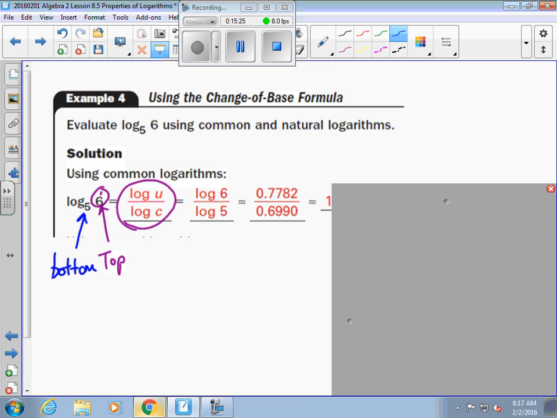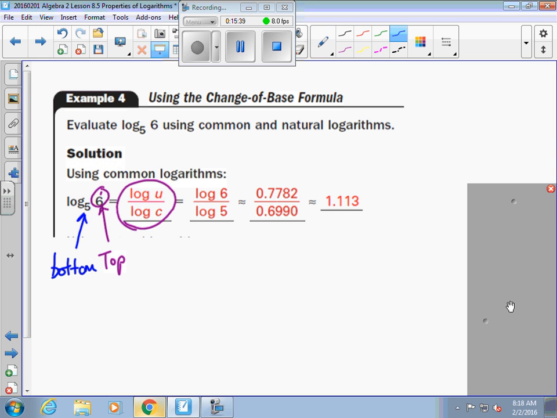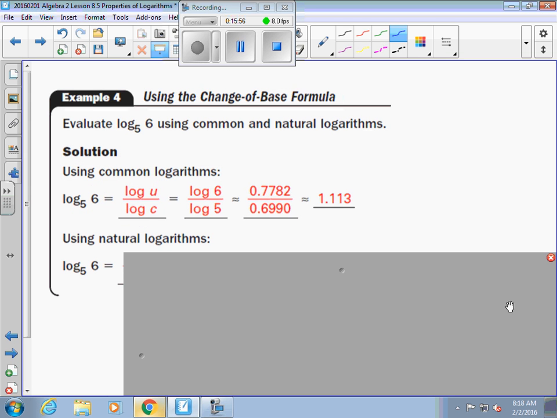Notice this is an approximation here. The log of 6 is approximately 0.7782, and the log of 5 is approximately 0.6990. So 0.7782 divided by 0.6990 is approximately 1.113. That's using a common log. That's just using logarithm. You're going to notice on the next one, you're going to come up with different numbers, but at the end, we're going to still get 1.113 using natural logarithms. So instead of log of u over log of c, it's natural log of u over the natural log of c.